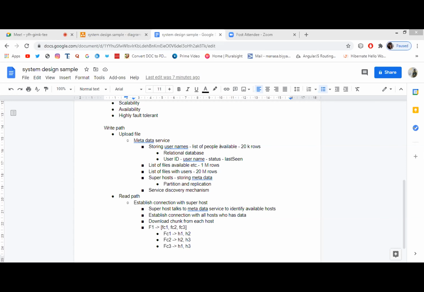So Abhishek, what is a superhost? How is it different from a normal host? I think I missed that. Okay, the point behind a superhost is, and we can also build a system without one, but when I join a network, I need to know the list of files available. So how would I know who I should go to for those files?